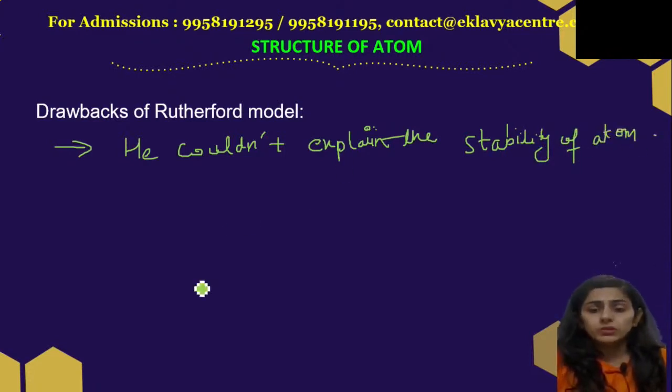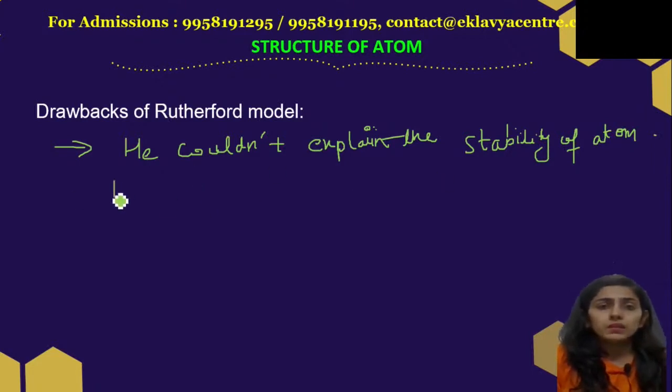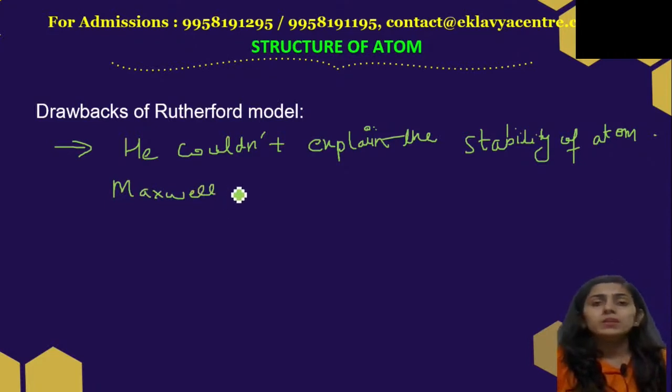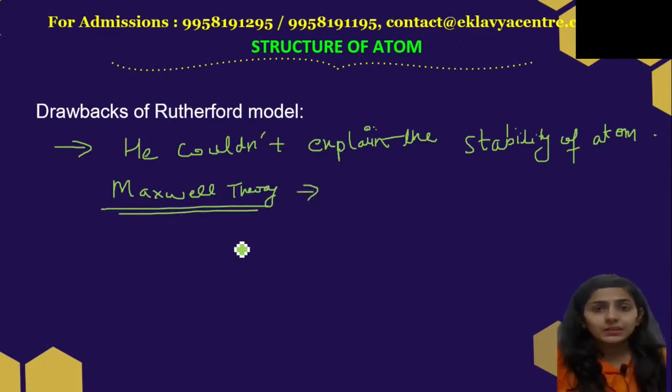There was a scientist who gave his theory when he read about Rutherford's theory, and he told that Rutherford's theory is not correct. Why? Because of Maxwell's theory. You will study about this when you study electrostatics and magnetism. Maxwell is a very famous scientist.